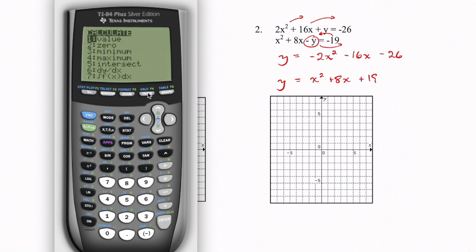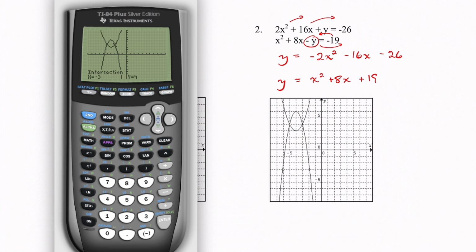So second trace, option number 5. And then scroll over to that one. And then click enter, enter, enter. And for that one, we get negative 3 and 4. So I'm just going to put up the graph over here that we got. And the solutions that we got, it was negative 5 and 4 and negative 3 and 4.